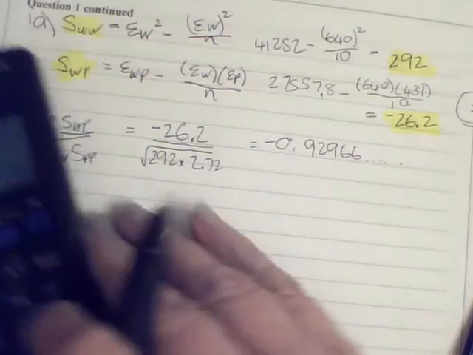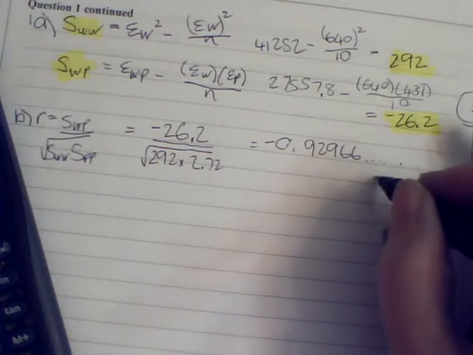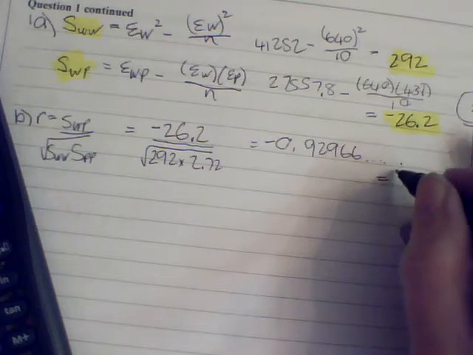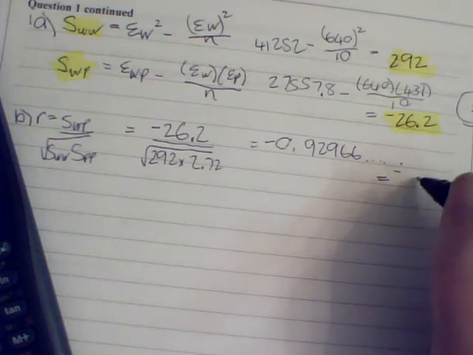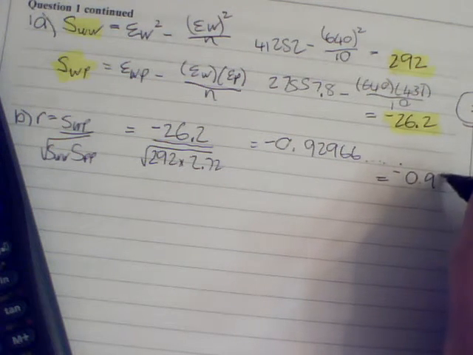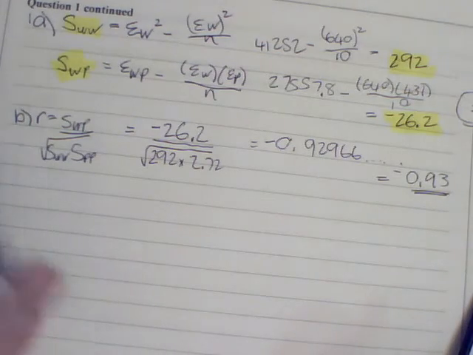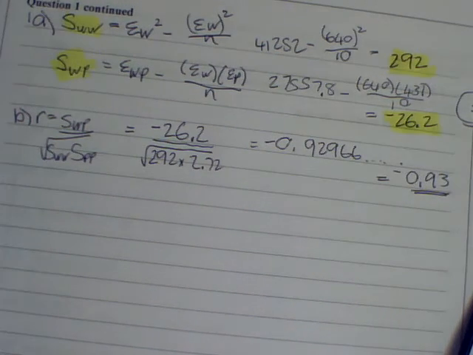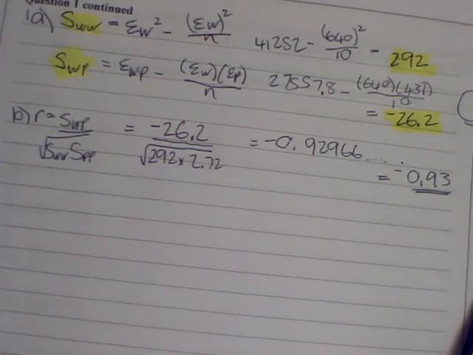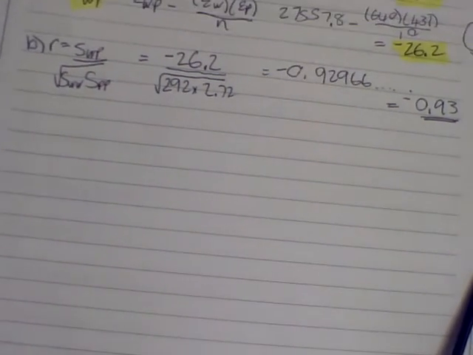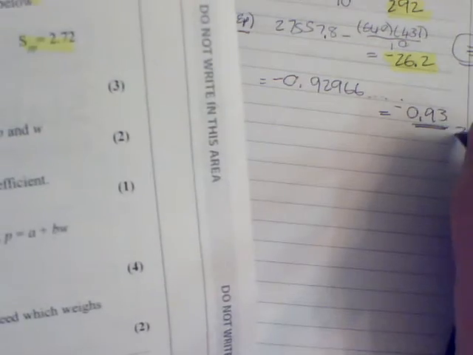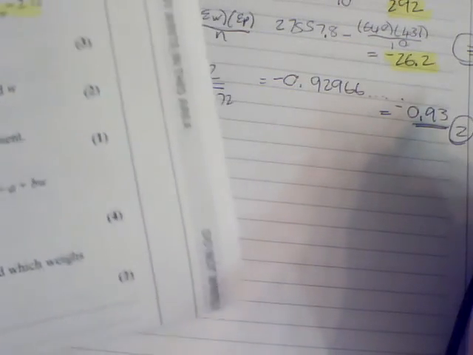Have we got to round it? No, it doesn't say, but I'm going to round it anyway. Equals minus 0.93. So it's a very strong negative correlation. So they are related quite strongly. Let's move this up a bit. Right, okay, how many marks did we get for that? Another 2. So that's another 2 marks, really easy marks, easy.